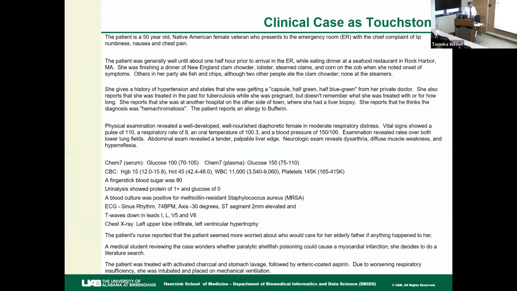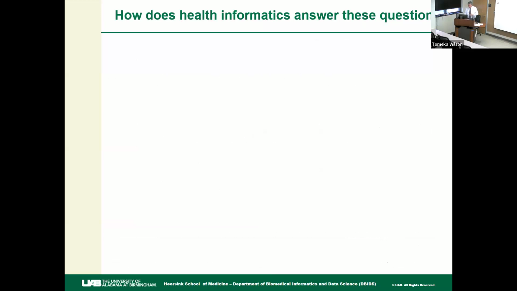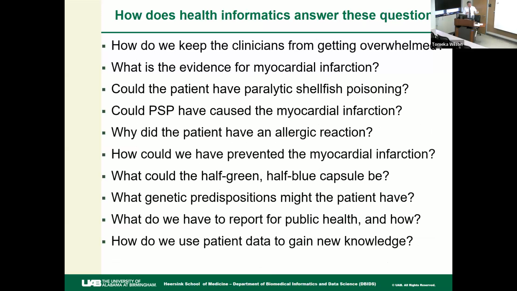So here's the case, and we'll make these slides available for folks so you can read it, but it's a 50-year-old Native American female veteran who presents to the emergency room, chief complaint of lip numbness, nausea, pain, and then has a history of present illness, physical exam, the progress, the labs, and radiology, EKG, and then a little bit of hospital course. It crams a lot of stuff into it. It's not a real case, but it could be a real case. And so then here are all these questions, and we won't go through all of these.